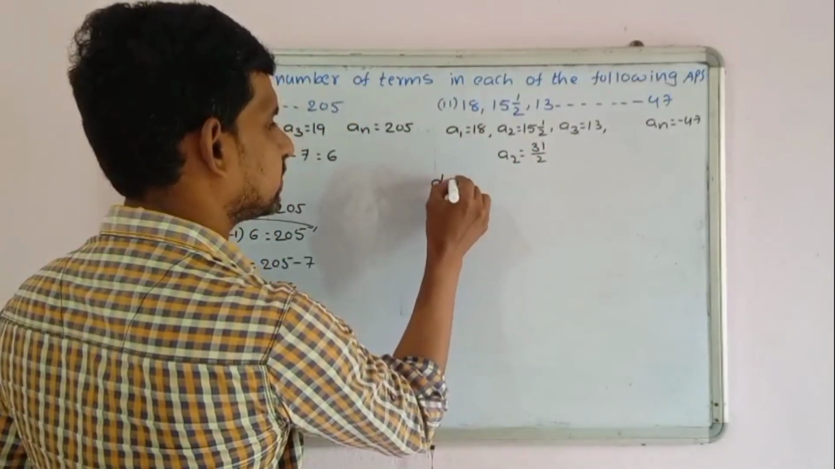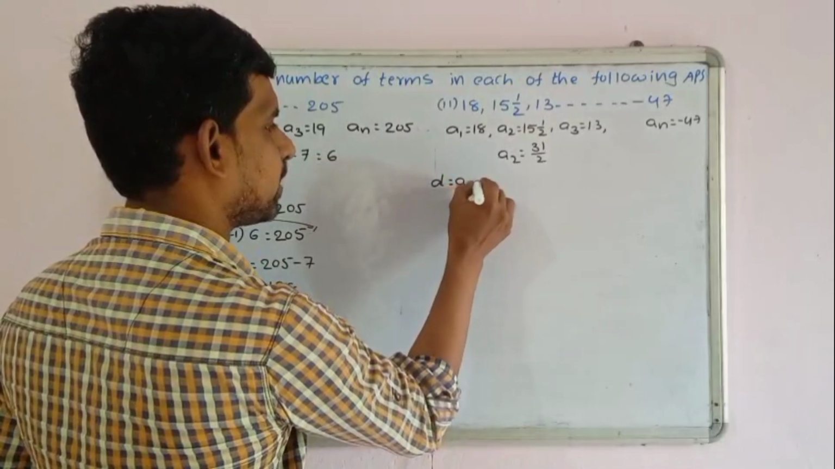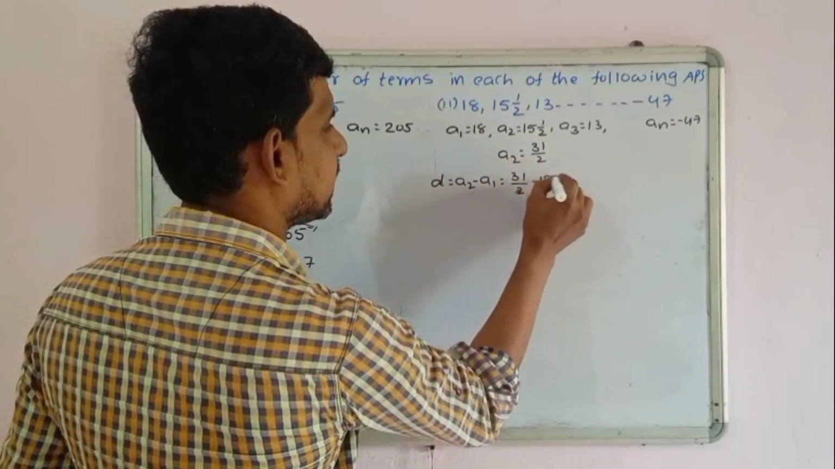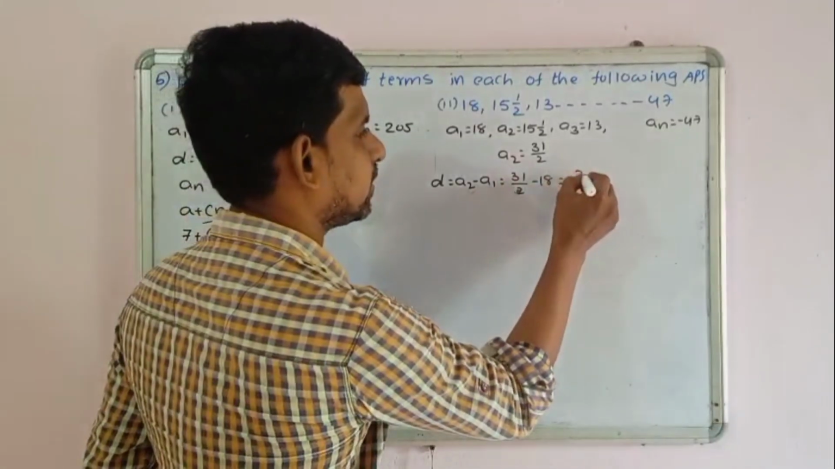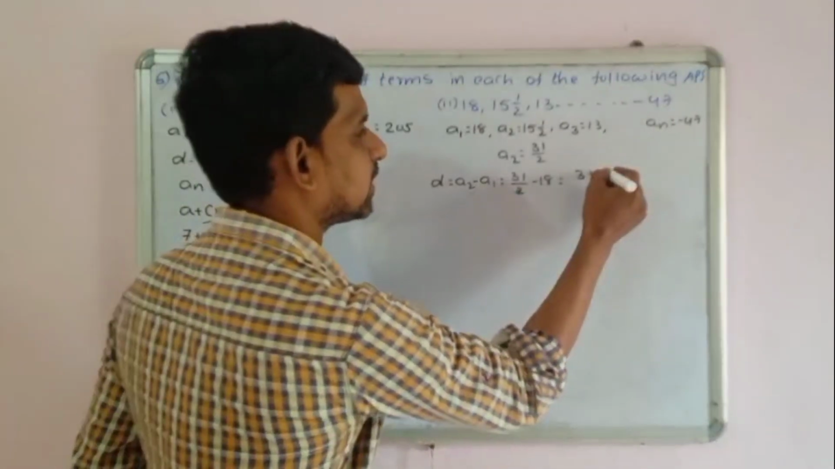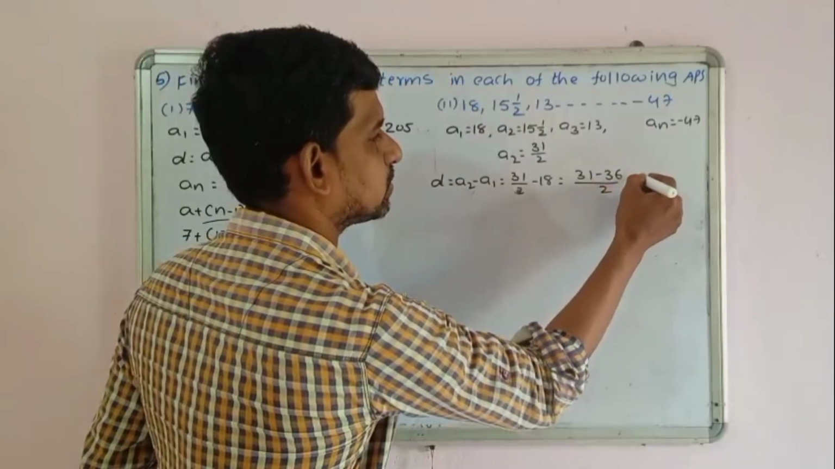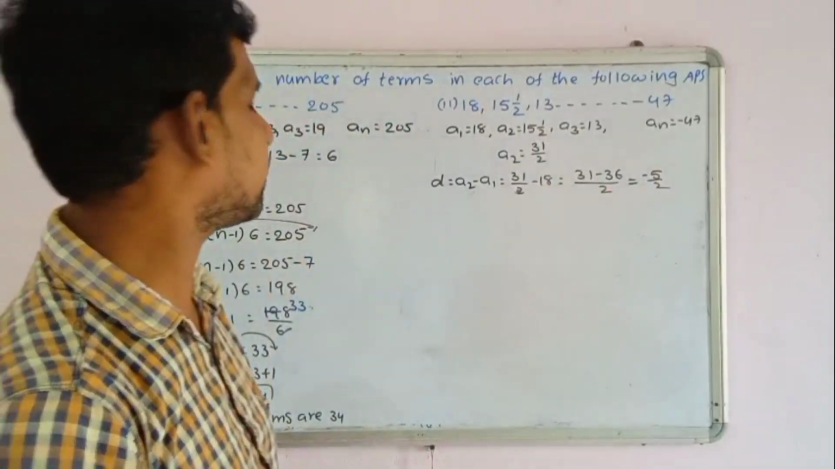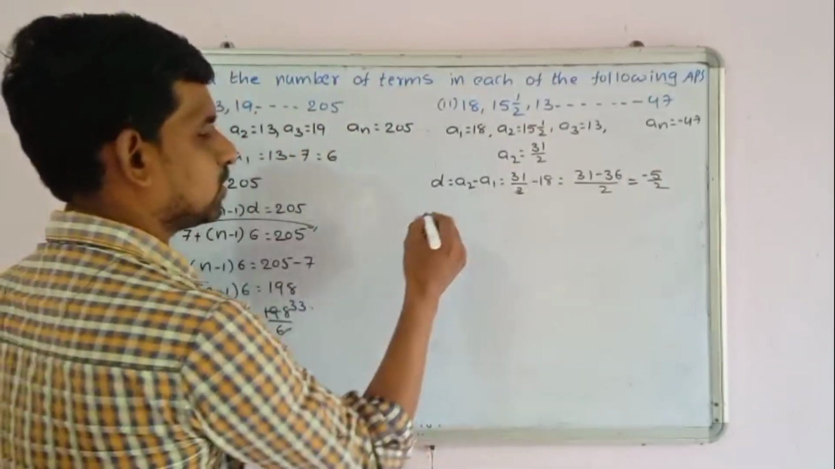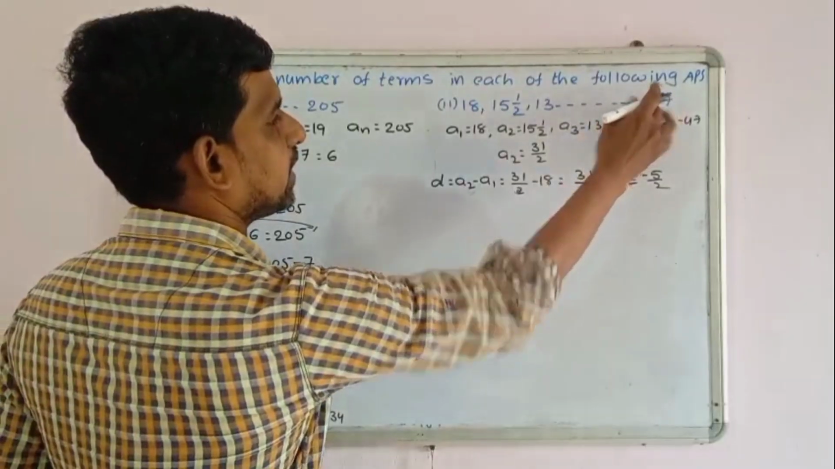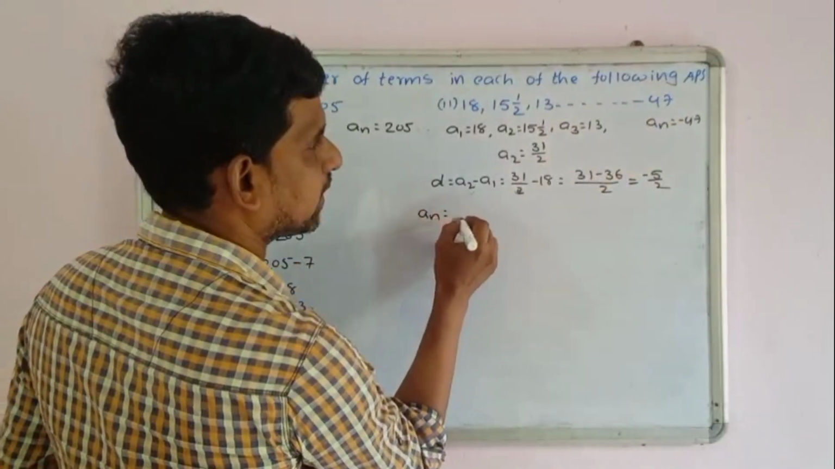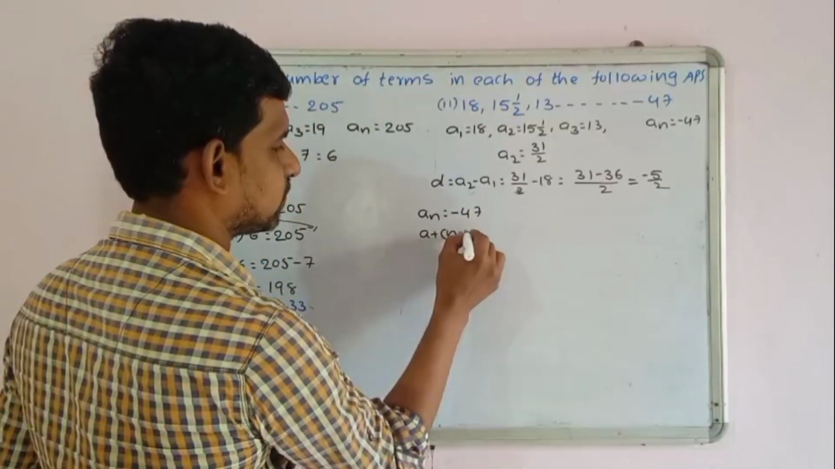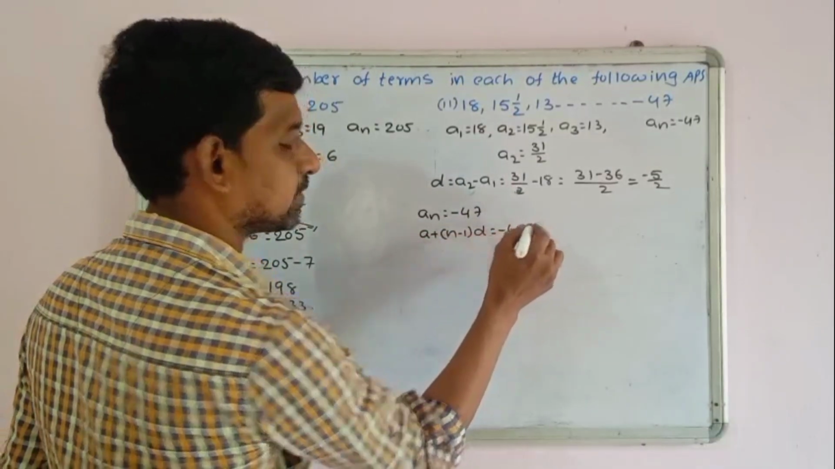So first now find d. What is the value of d? A2 minus A1, that is 31 by 2 minus 18. See, 31 minus 2 18s, which is 36, by 2, that equals minus 5 by 2. Now we will find the value of n. How many terms? For that, first given an. An equals minus 47. So using the an formula, a plus n minus 1 into d equals minus 47.